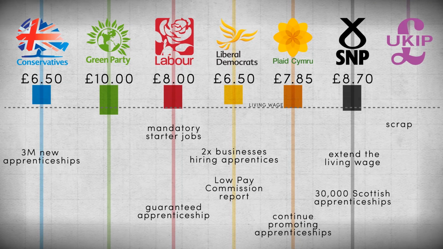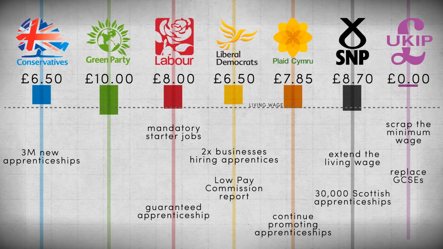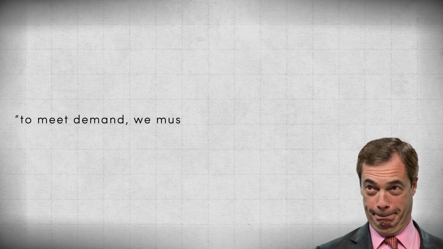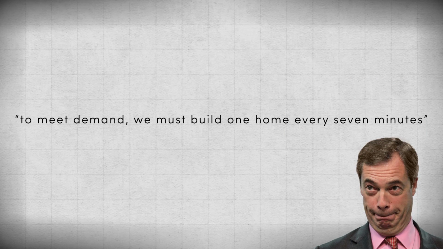And UKIP wants to introduce apprenticeships at a younger age, partially replacing GCSEs for some students. In addition, all parties have proposed measures to ban 0 hours contracts. When it comes to housing, there's a lot of numbers being thrown around. One party even claims in its manifesto's immigration section that to meet demand we must build one home every 7 minutes, which misleadingly makes this goal sound unattainable.